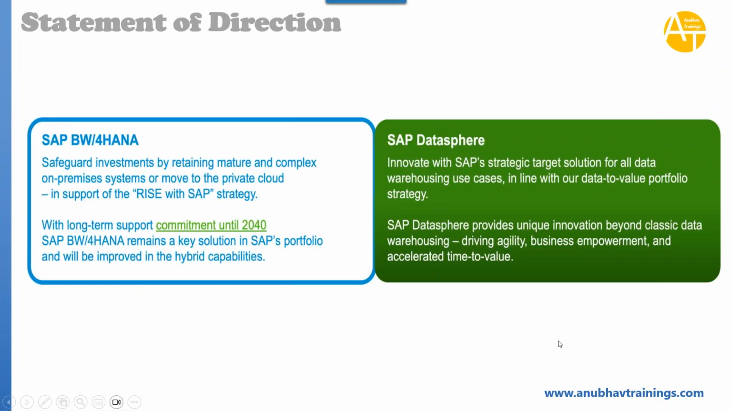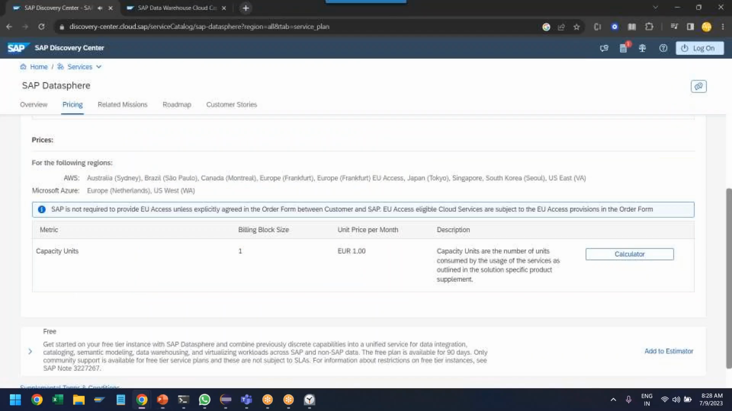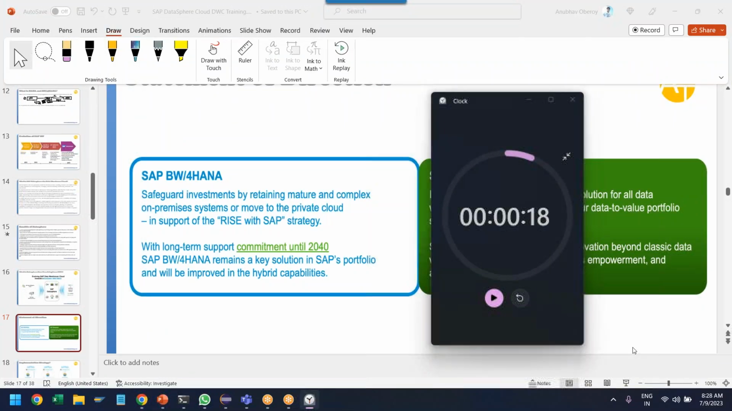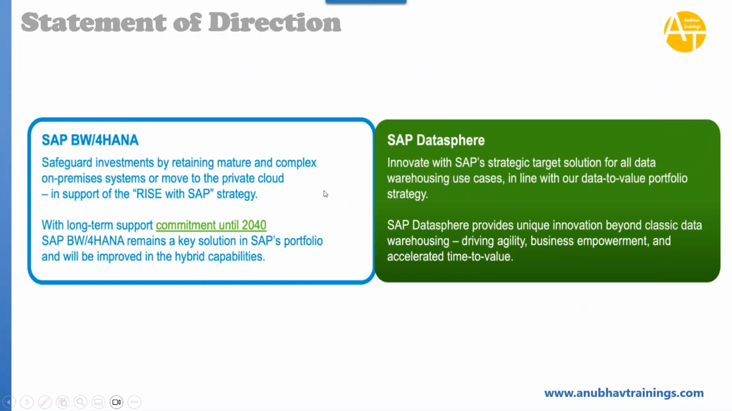Now, what about the statement of direction? Many of the customers and many of the companies are confused because SAP introduced this product. What about my existing systems? What will happen? What about the direction? What if I'm a customer using SAP BW? I'm confused. I don't know what direction SAP is taking me in when they introduce DataSphere.